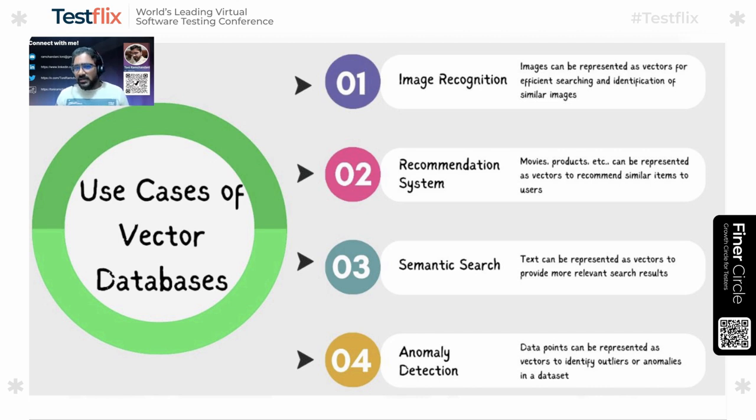Recommendation system, everybody has seen at least one recommendation or used it. Netflix or any e-commerce, Amazon, so all of them are using vector databases which suggest you similar movies, similar songs, similar podcasts, similar products which you follow every day. Semantic search. So text can be represented as vectors, providing you more relevant search results. Anomaly detection. Because this works on clustering the data, if anything goes out of that cluster in the same pattern, it can be an anomaly, right? So this can be used over there.